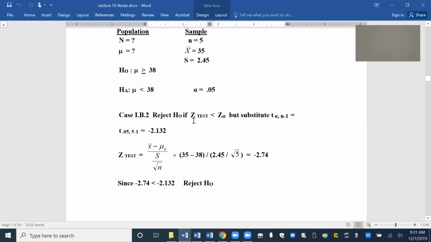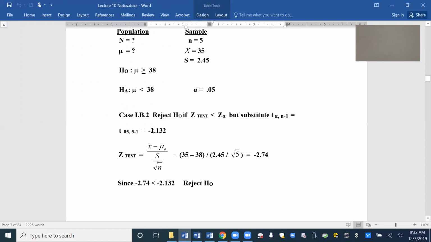So we head over here and we say, all right, I needed a Z alpha, but then you told me to substitute T alpha, comma n minus 1. So I need to look up, our alpha is 0.05, and then our sample size is 5. 5 minus 1 gives us what's called the degrees of freedom, which is the row value in our T table. So in the previous problem, we needed 1.645 standard deviations to be extreme.